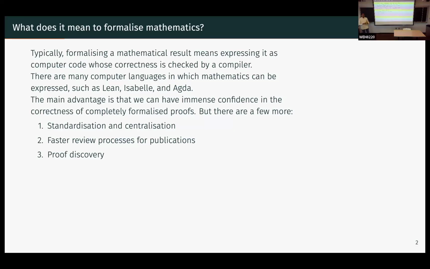Maybe I want something, maybe I want a different proof. Maybe the current proof is not conducive to formalization. It's not very nice. And in situations like this, working on formalization can actually lead to the discovery of new proofs or the discovery of new theorems.